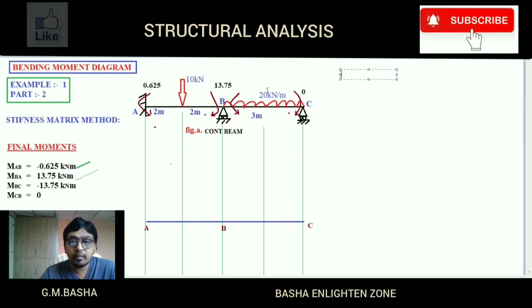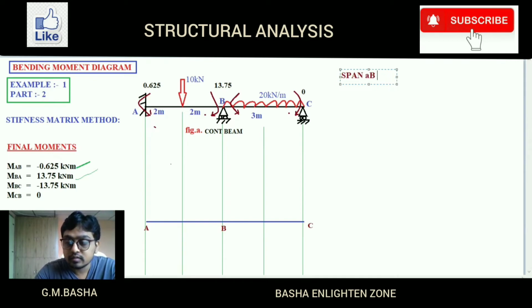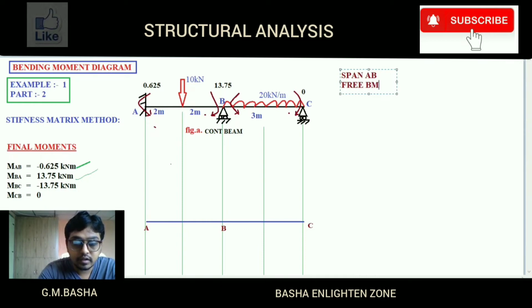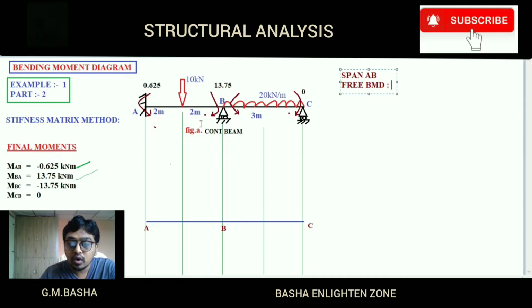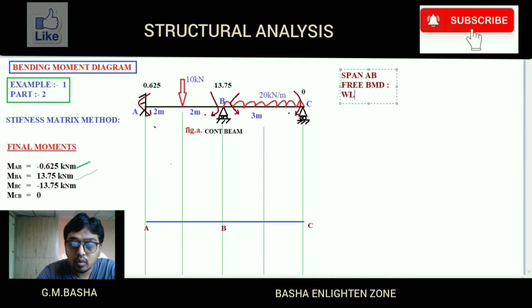For drawing the free BMD, see here, for span AB, what is the formula for finding this area? That one will be equal to, when a point load is acting, WL by 4, WL by 4.